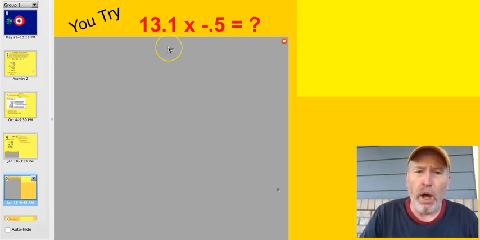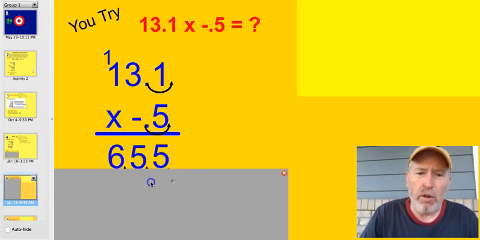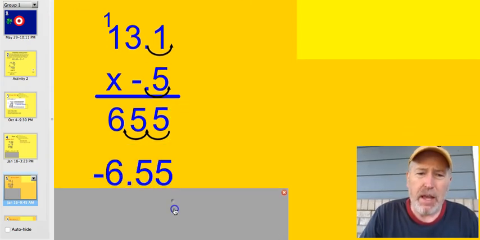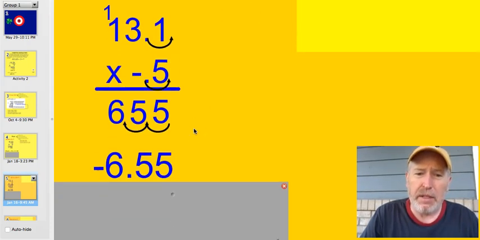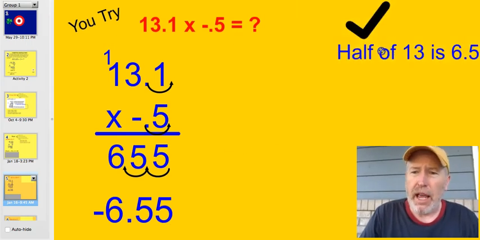We had 13.1 times a negative 0.5. Well, I set it up like this. Had a total of 2 decimal places, one on top and one on the bottom, total of 2. I had 6.55, and that's a negative 6.55 because it was a positive times a negative. And let me see my check. Well, I knew that half of 13 was 6.5, so my answer is about right. I'm taking about 13 times about half.